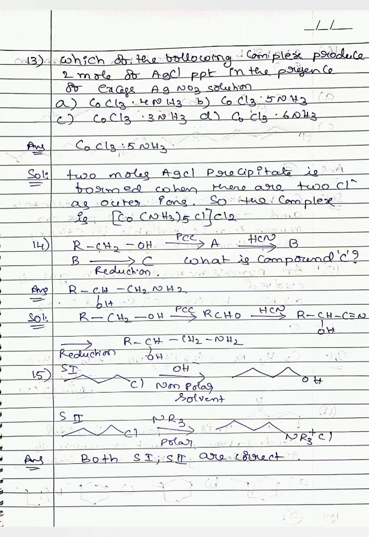Next one. For an alcohol, they have given a series of reactions and are asking us to predict the final product. Here PCC, pyridinium chlorochromate, we know is meant for mild oxidation. So alcohol converts into aldehyde. Aldehyde with HCN readily forms an addition product. After the addition reaction, the C≡N undergoes reduction to produce the following compound. You can check the reaction here.